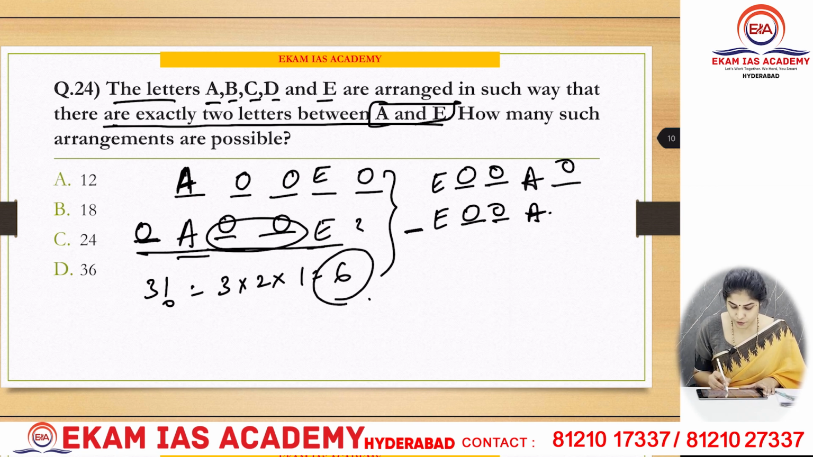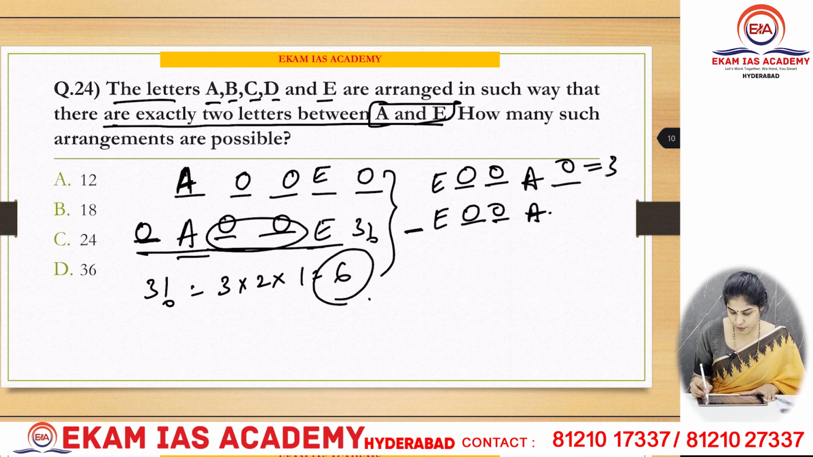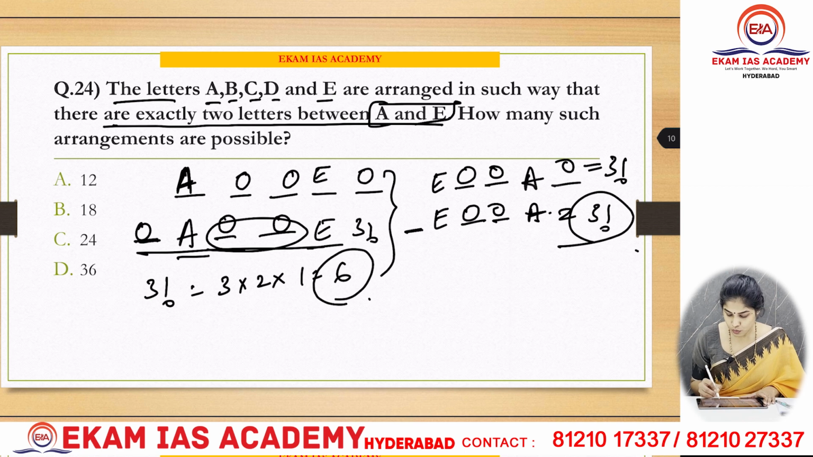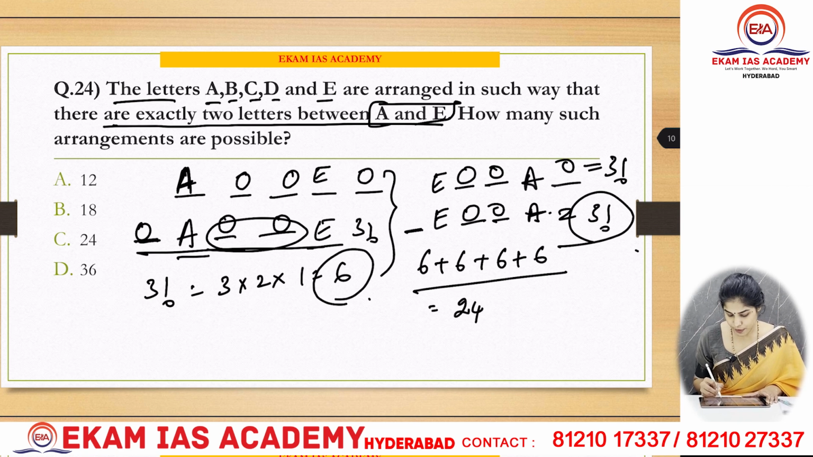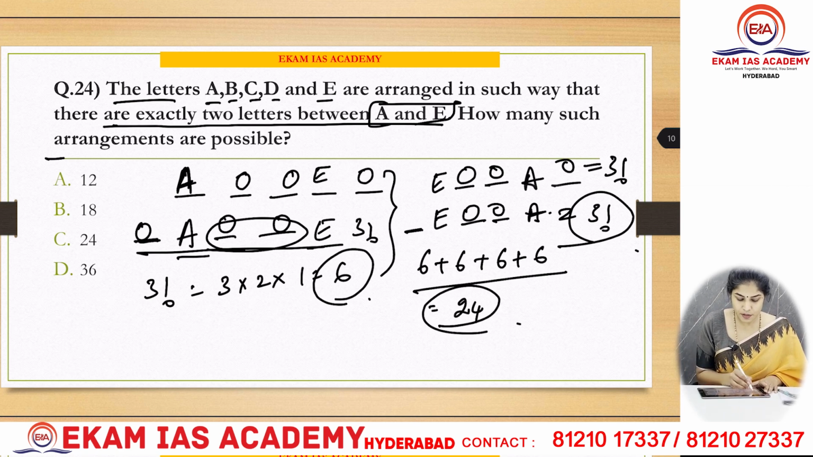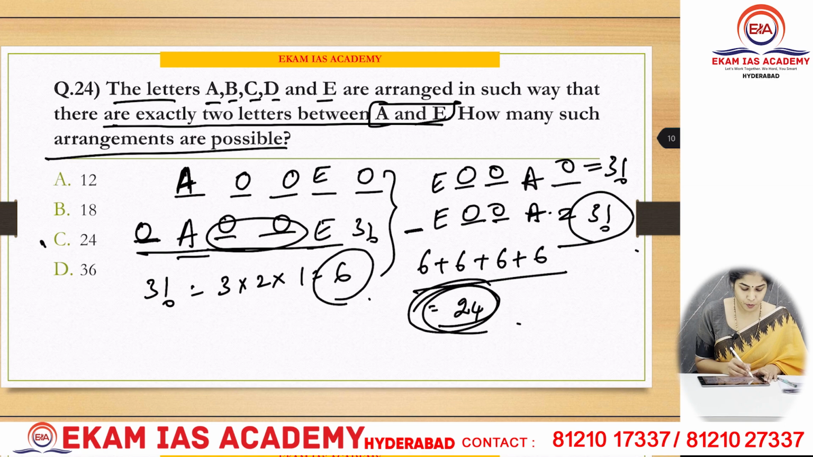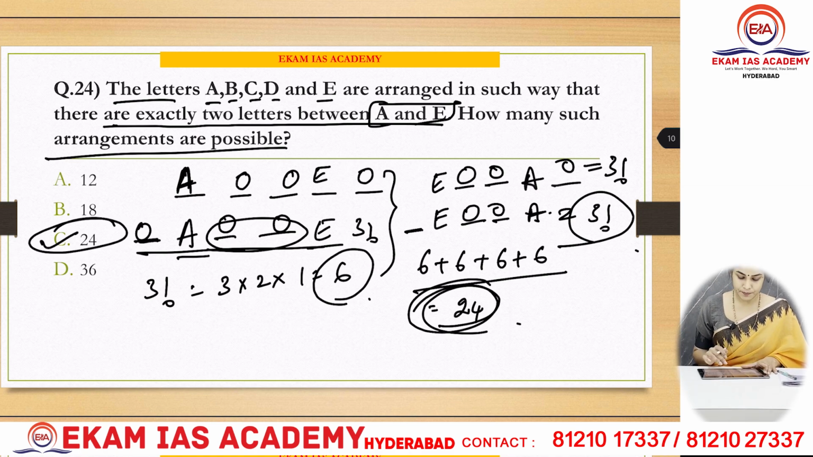Here also we have 3 factorial. Here also we have 3 factorial possibility. Here also we have 3 factorial possibility. So total 6 plus 6 plus 6 plus 6. Total we are getting 24. How many arrangements are possible? 24 arrangements are possible. The answer is C.